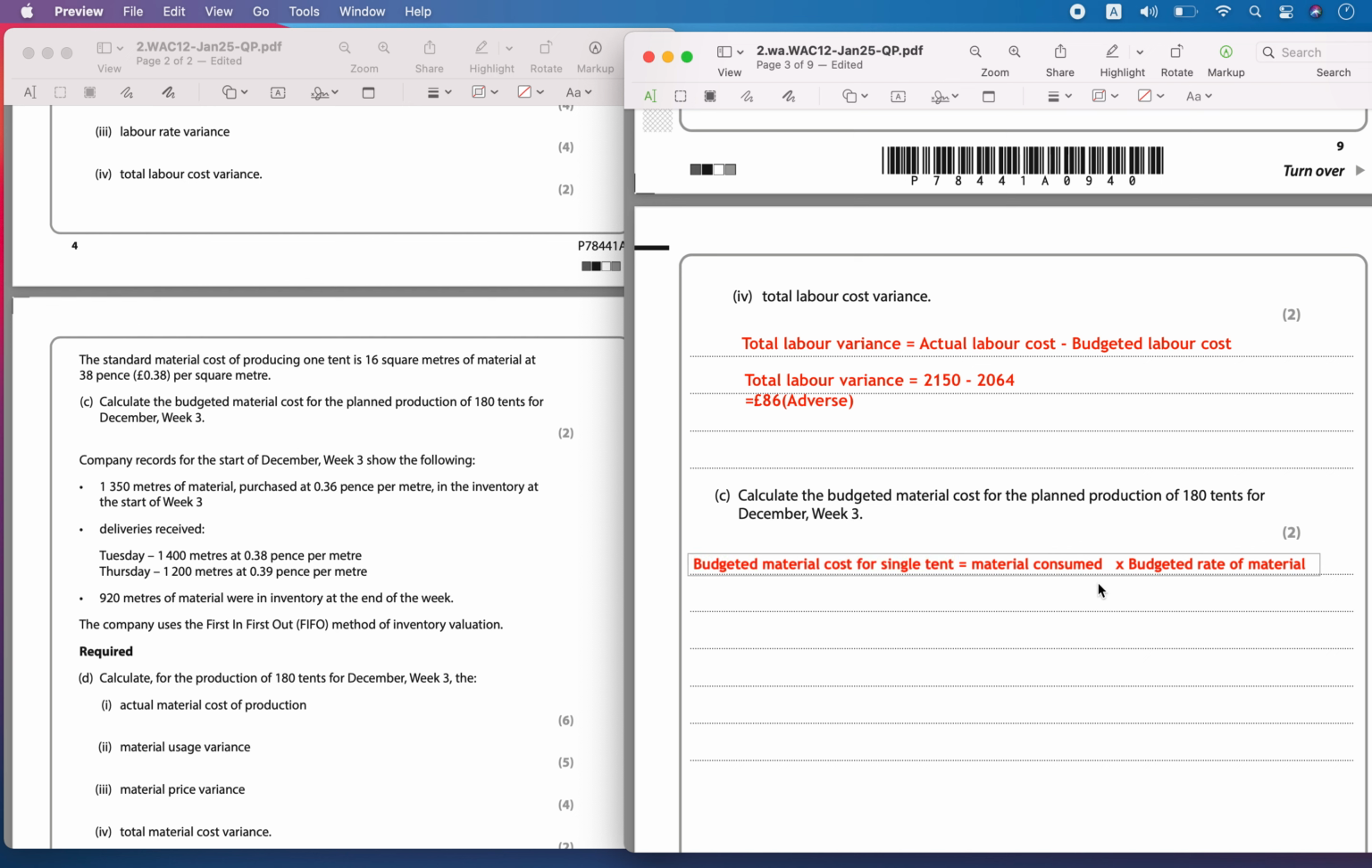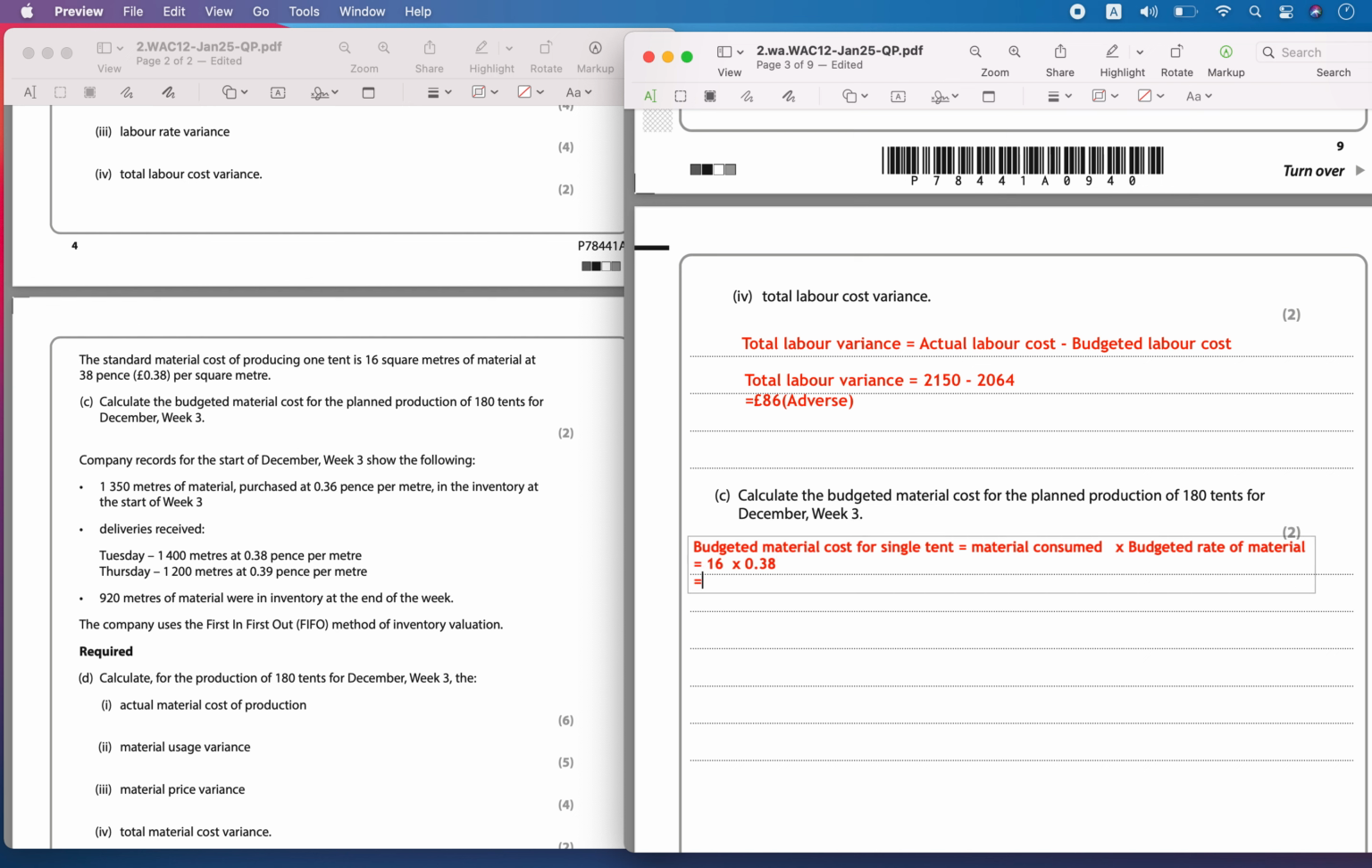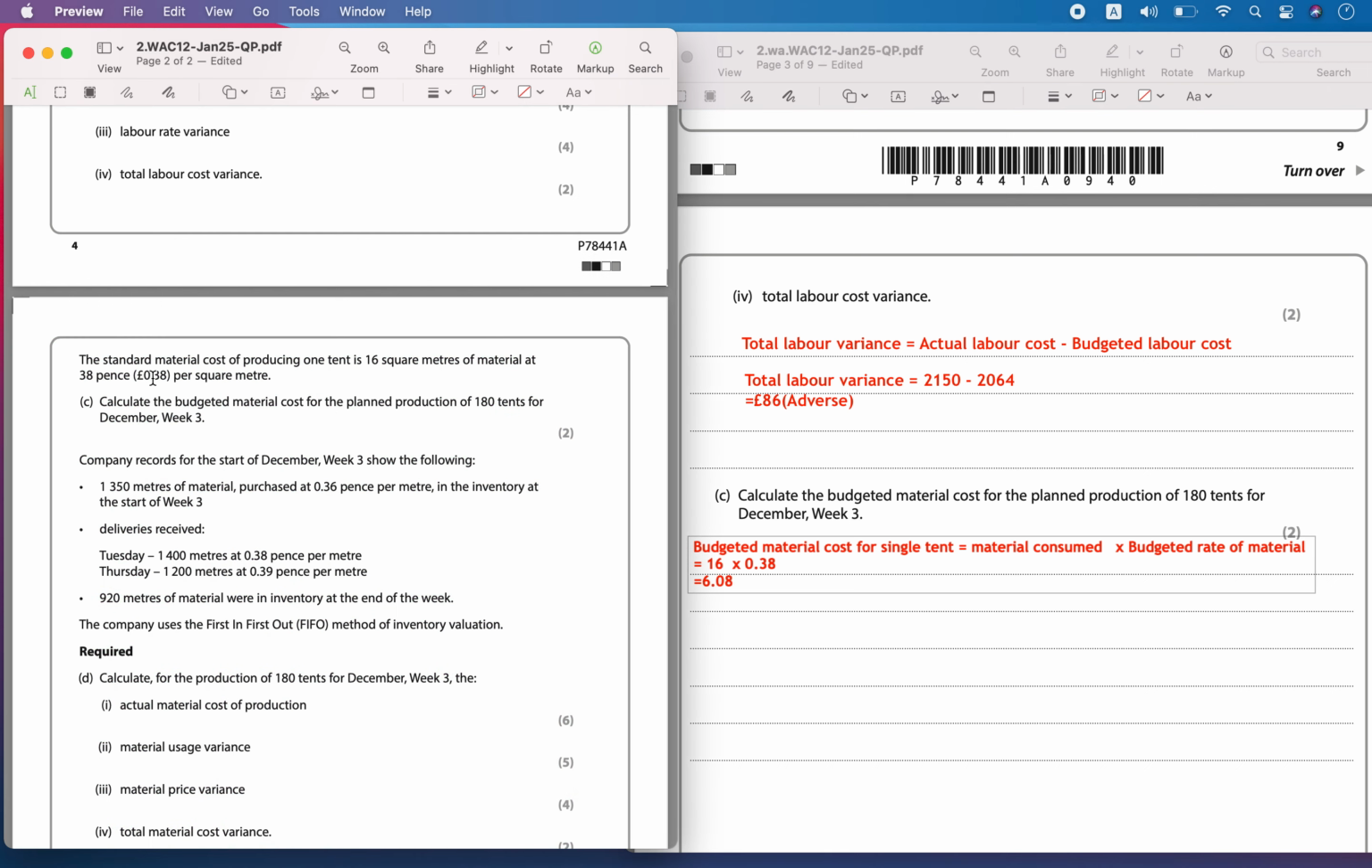Now for the budgeted material cost, how much material is consumed? They are saying they need at least 16 square meters, and the rate is 0.38. So the quantity needed, 16 square meters, into the rate 0.38, is equal to 6.08 pounds. At least I need to spend that on the material.